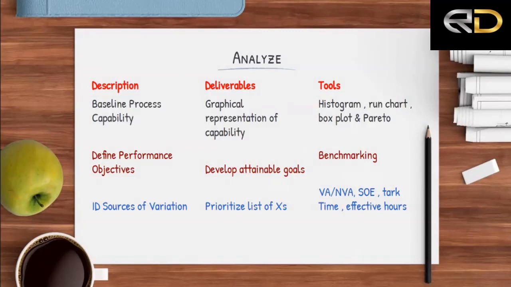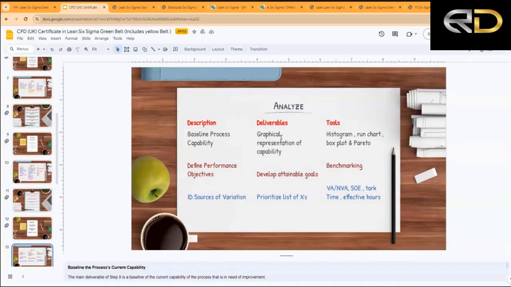And then you now identify the source of variation. The source of variation is literally the difference between the process capability and the objectives that you want to achieve. Those are called the list of X's. X's are the factors that are affecting the process, your capability. What is responsible for you not meeting your attainable goals? And the tools at your disposal here are value add, non-value add, SOE, takt time, and effective hours. So let us now look at these tools, how they were used.